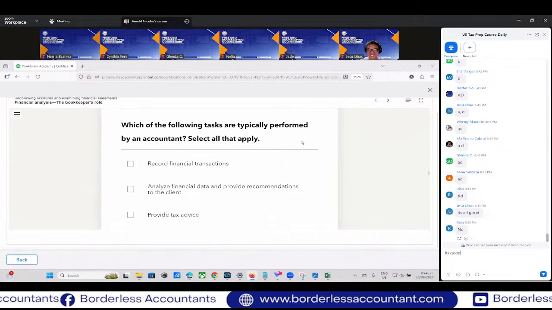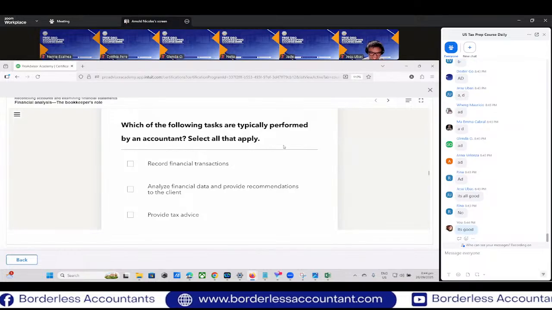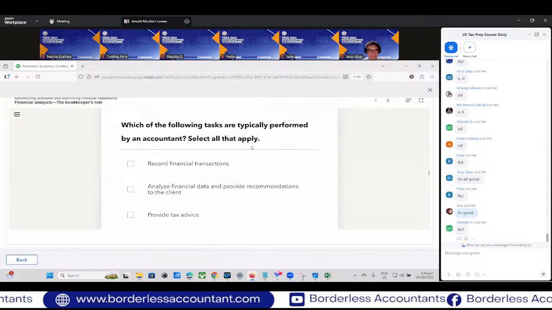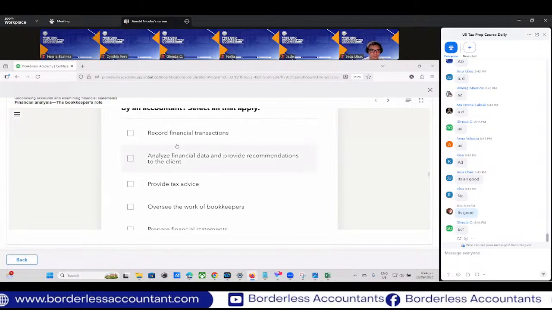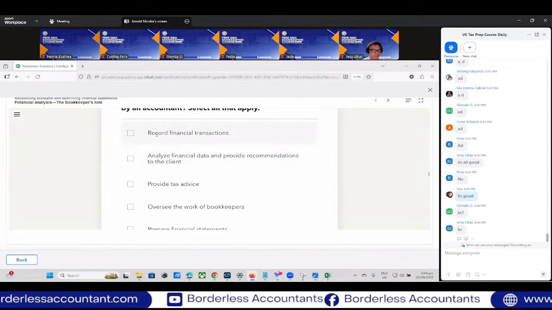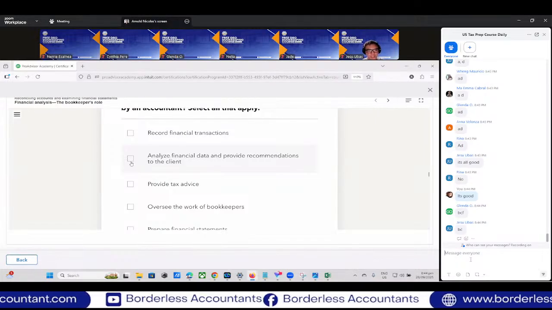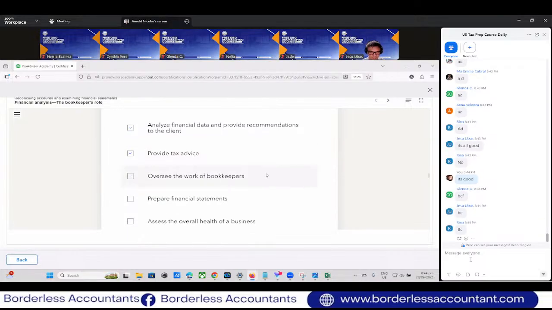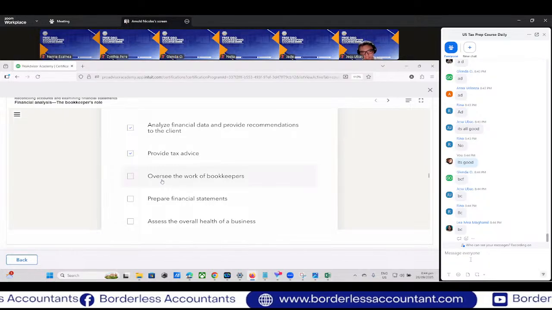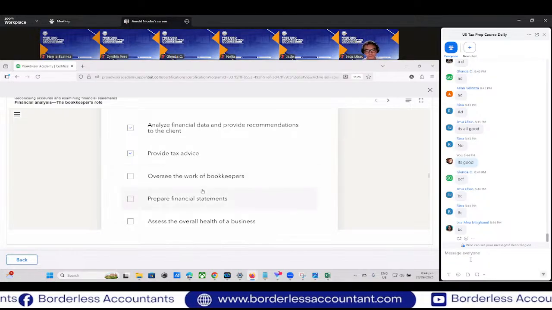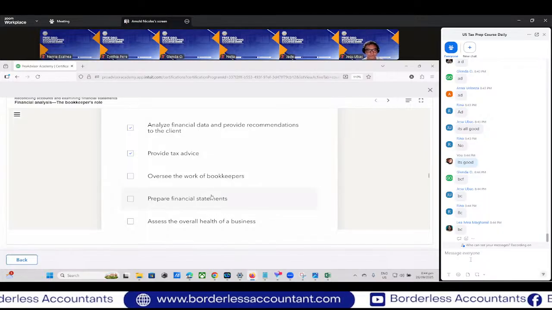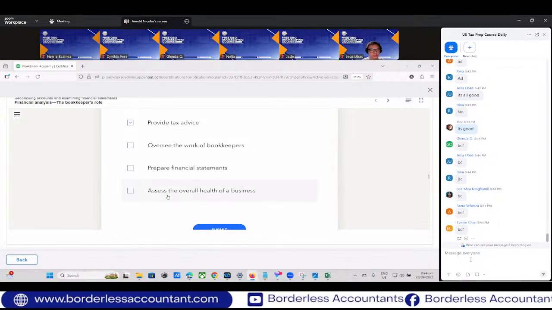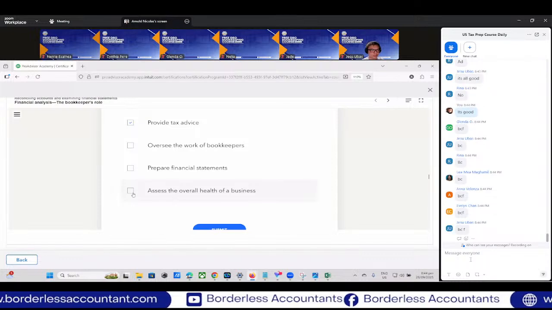Natural lang yan. Okay, the next question is, which of the following tasks are typically performed by an accountant? This time is for the accountant. Select all that apply. Record, of course, bookkeeper yan. Analyze, accountants analyze. They do provide tax advice. We had that question earlier, right? Oversee the work of bookkeepers. That's a no. Prepare financial FS. That's us. Assess. Overhaul of the business. That's an accountant's work.